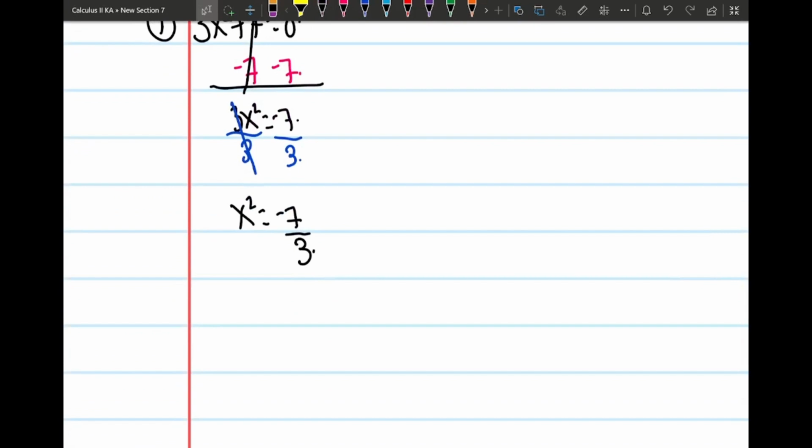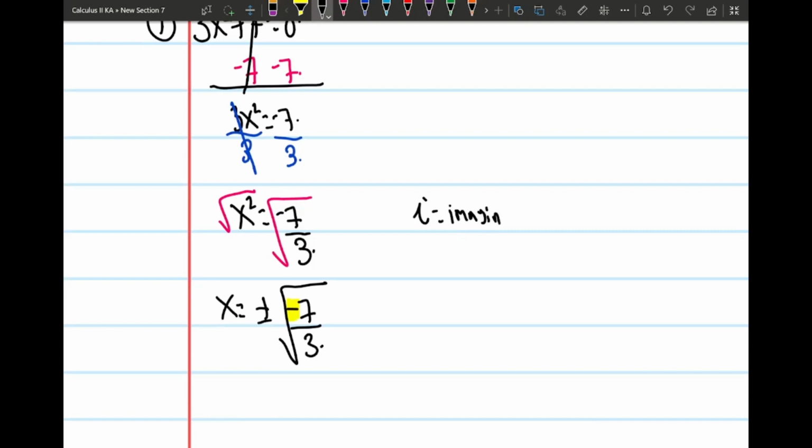When you take the square roots, just like we were doing before in a previous video, we need to do plus or minus. So we are going to do x equals plus or minus the square root of -7/3. Now notice there is a negative here. In the real number line, there is no such thing as the square root of a negative number. That is why we call it an imaginary number. So i is imaginary, or complex, right?